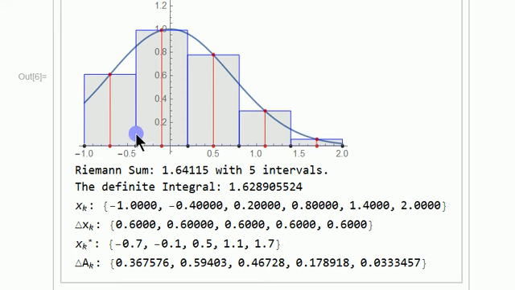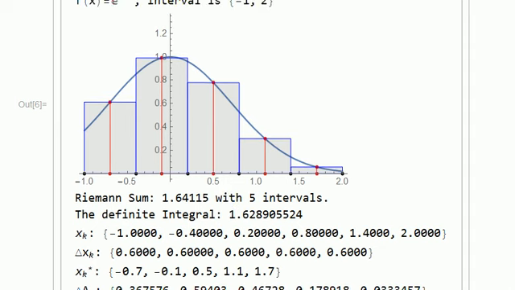The area of this first rectangle, using this height, turns out to be 0.36. The last one is 0.033, and so on. So if you add them all up, these 5 numbers, you get 1.6411.